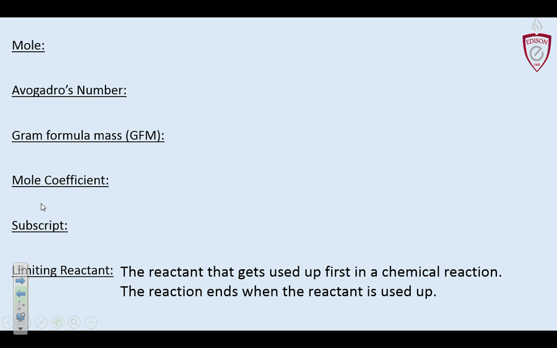Limiting reactant. This is a concept that's very simple to understand, maybe more challenging to actually calculate in the lab. A limiting reactant is whatever gets used up first in a chemical reaction. It ends the reaction because there's no more of it left. It would be like you're making peanut butter and jelly sandwiches and you run out of bread.